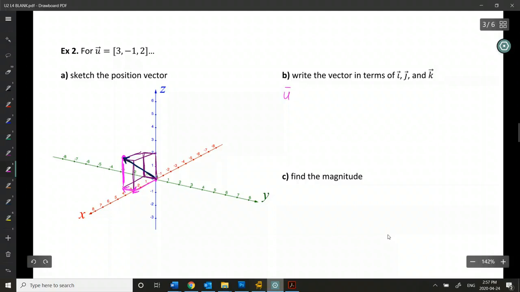Sorry, I put magnitude already. Jumping the gun. So this is going to be 3 times vector i. Vector i, sometimes you write it as a vector symbol. I like to write it with the hat symbol to indicate that it's a unit vector. Either one is acceptable. Okay, minus j hat plus 2 k hat.